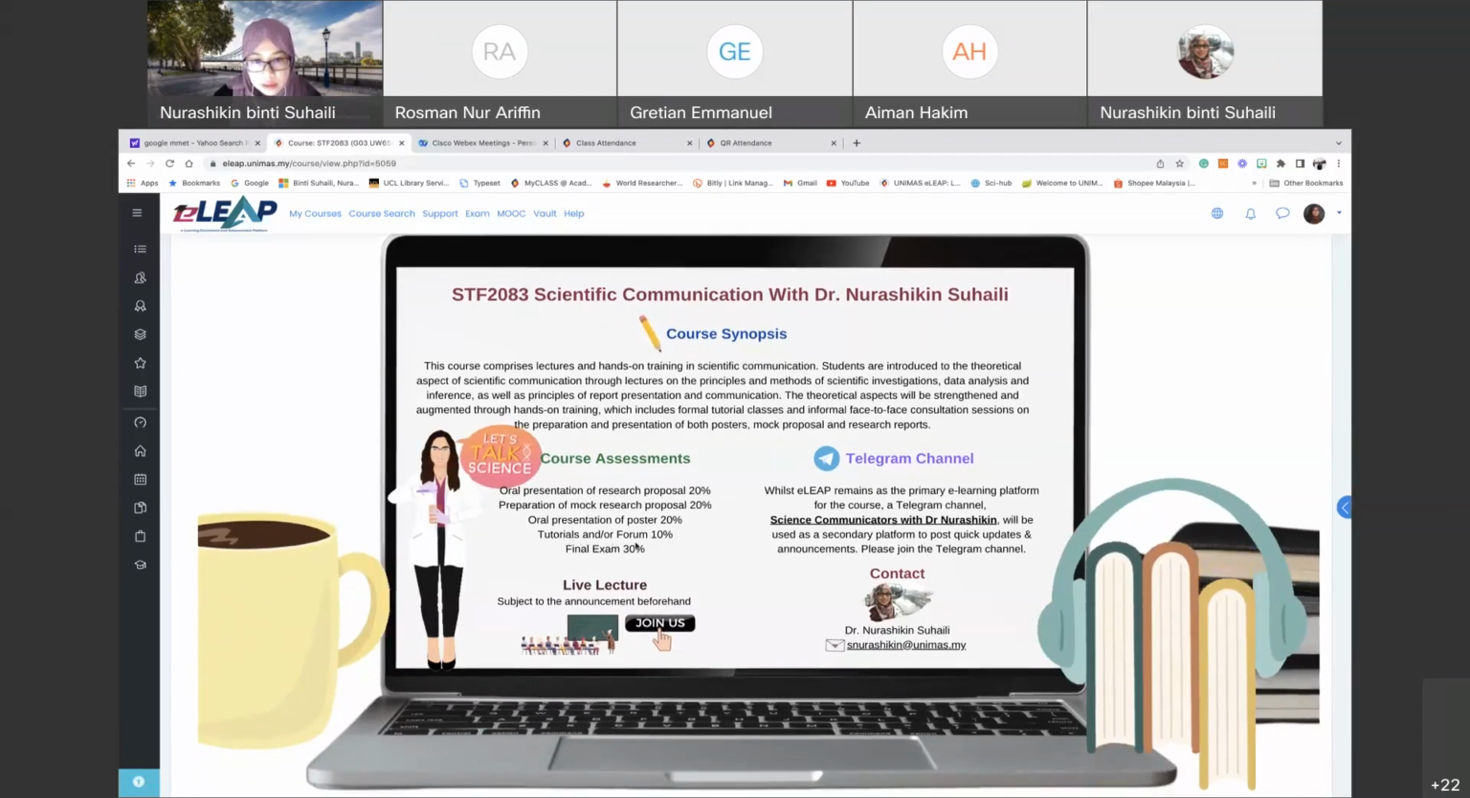And then tutorials and forum: this depends on the activities that I will give throughout the semester. For example, last week I asked you to participate in a forum, right? So I will sum up all those activities and forums, and that will carry a weightage of 10%. Okay, and the final exam is 30%.